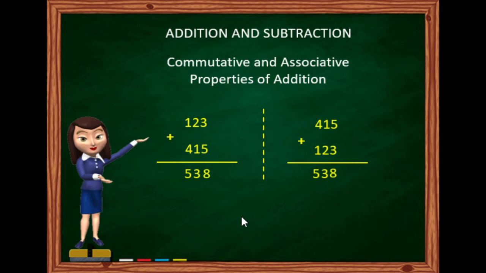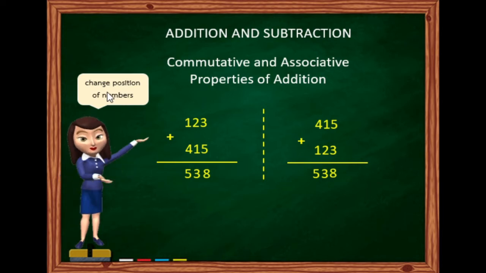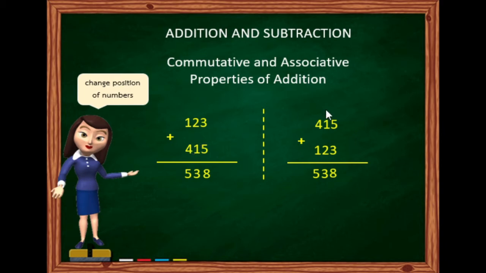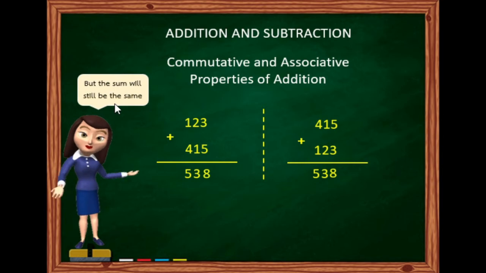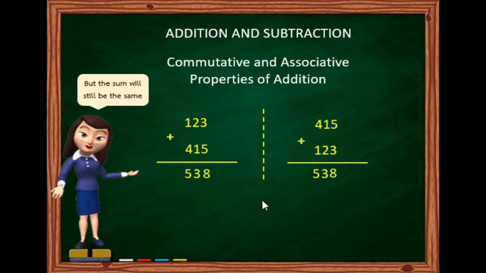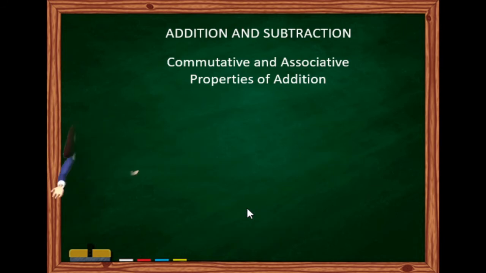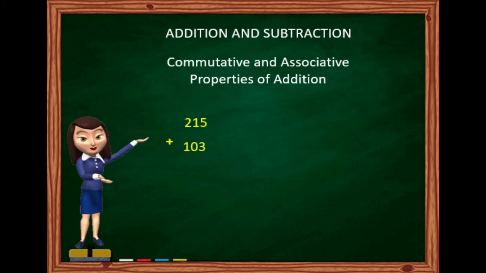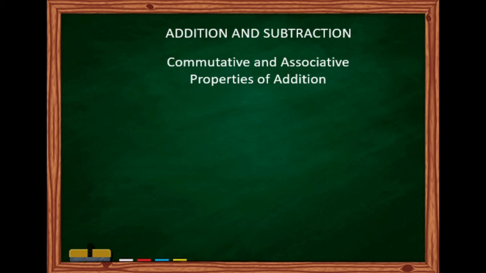And this is an example of changing the position of numbers. 123 is already here, 415 is already here. Changing position of numbers, but even if we change, the answer or the sums are still the same. This property of addition is commutative property of addition. Again, it's commutative property of addition. Changing positions, but the answers are still the same.